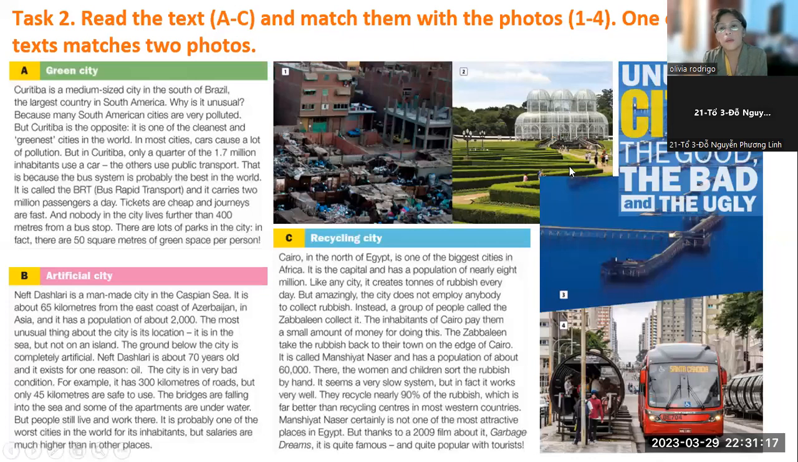Look at this one. Please read the text and match them with the photos 1 to 4. So we have 1 to 4 photos. 1, 2, 3, 4. And please read the three texts. A, green city. B, artificial city. Or C, recycling city.